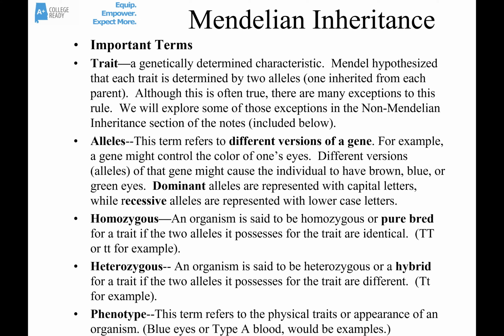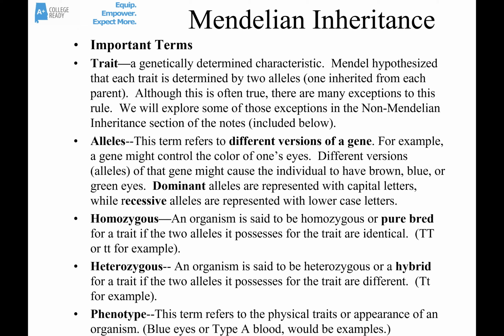Some important terms to be familiar with. A trait is just a genetically determined characteristic. Again, remember that Mendel hypothesized that each trait is controlled by two alleles, one from each parent. Again, we know there's some exceptions, and we'll see that in our next presentation on non-Mendelian inheritance.